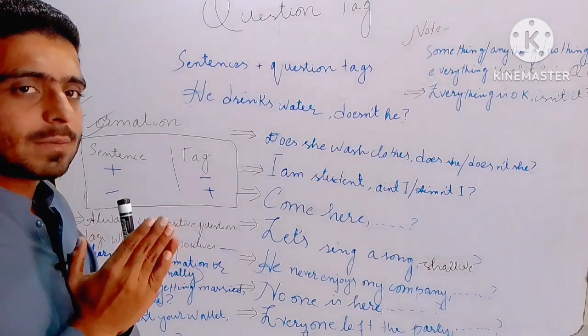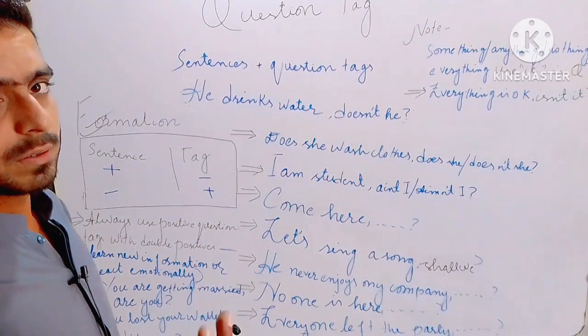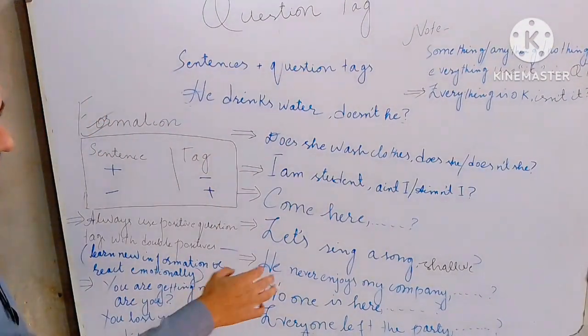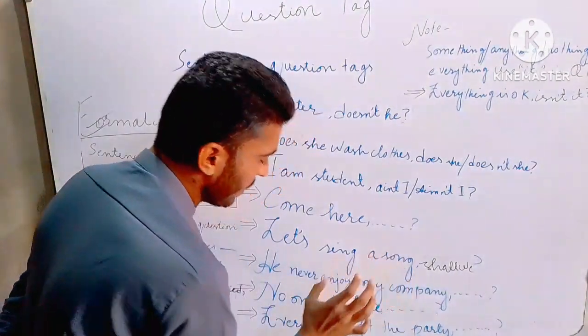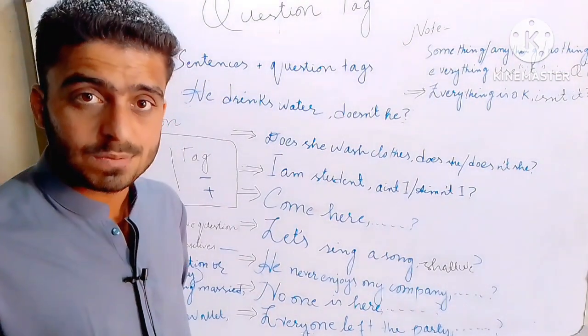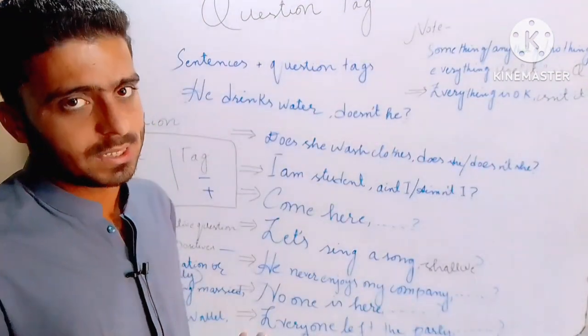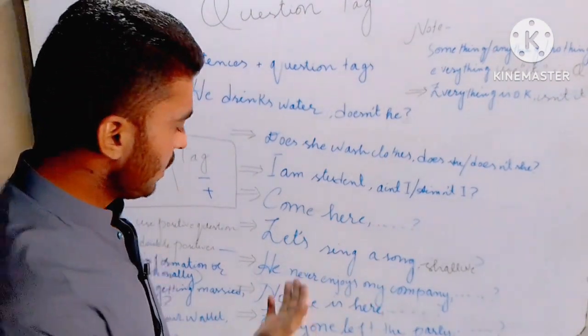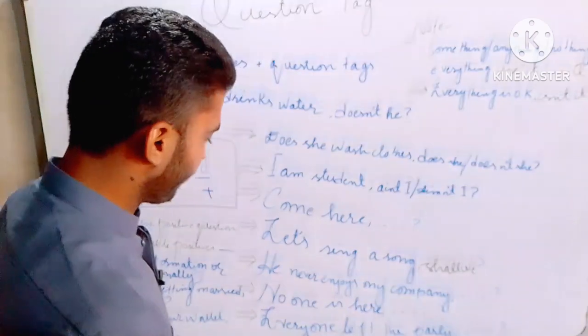I told you in the starting that there are some exceptions. There are some situations in which you cannot follow these rules. Consider the sentence, he never enjoys my company. Whenever you are given a sentence with negative adverbs like never and hardly, you have to form the tag positive. He never enjoys my company, does he?